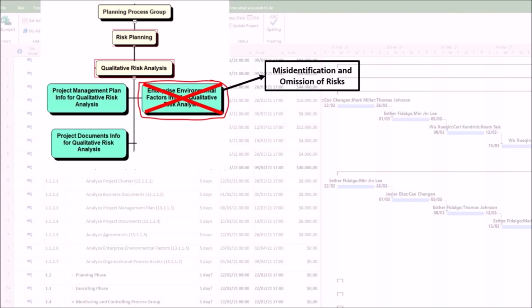1. Misidentification and omission of risks. Poor understanding of culture and governance. If the analysis fails to grasp the organization's real risk appetite, tolerance, and cultural resistance to change, the project team may, first, overlook cultural risks. For example, not identifying risks related to stakeholder resistance in a hierarchical organization. Second, miscategorize risks, labeling a high-impact risk as low, because the company's stated, but not actual, risk appetite is high.